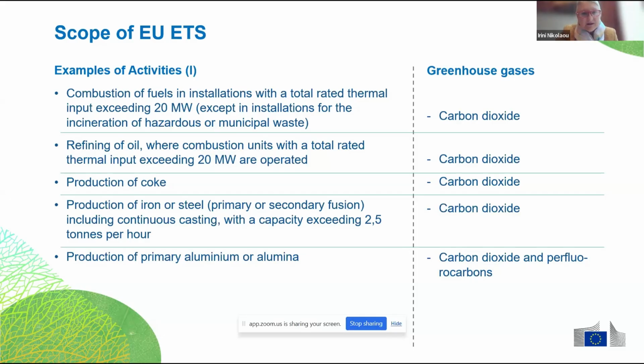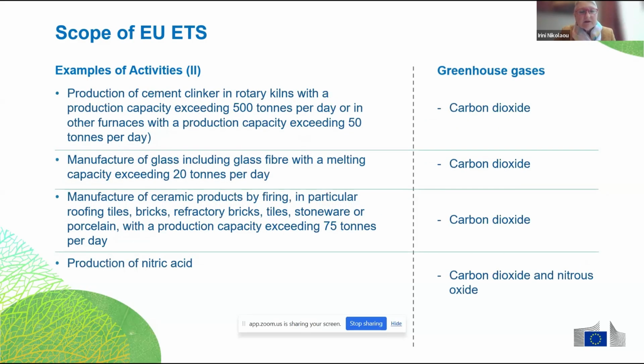And then there are some other examples, for primary aluminium or alumina, for cement clinker, where of course there is also a production capacity. For the manufacture of glass, it's exceeding 20 tons per day, etc. And you can see the greenhouse gases that we are considering in our monitoring and reporting of the emissions of these installations. I would like to note the production of nitric acid, for example. It does not concern only carbon dioxide, but also nitrous oxide.